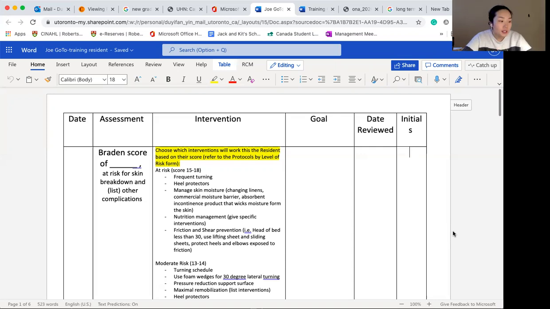So, first of all, what is a care plan? A care plan is a plan or a document that gives clear direction to staff on how to approach the residents' identified needs and their personal preferences.